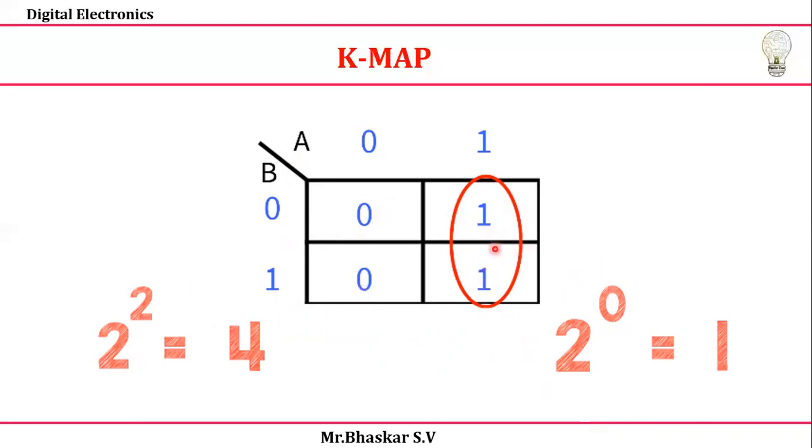If there is a 1, you can group 2 to the power of 0, which is 1, 2 to the power of 1, which is 2, 2 to the power of 2, which is 4, then 8, and similarly 16. Groups are always powers of 2. Here the maximum is 4. If you have 1 1 1 1, you can easily group the 4 cells. So the maximum is 4 and the minimum I can group is 1.